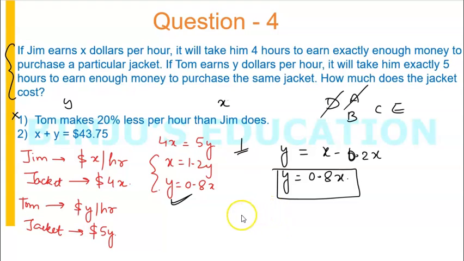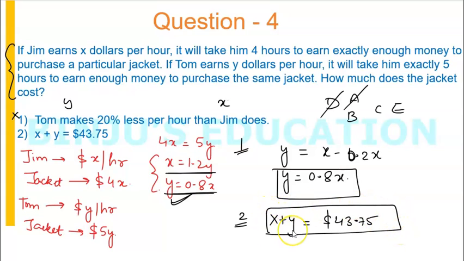Second says x plus y is equal to 43.75. Now from the question statement itself we have x which is 1.2y, y which is 0.8x. Now use either one of them and calculate the value of x and y, because we have x plus y is 43.75. Now what will be the exact value, that's not our concern.